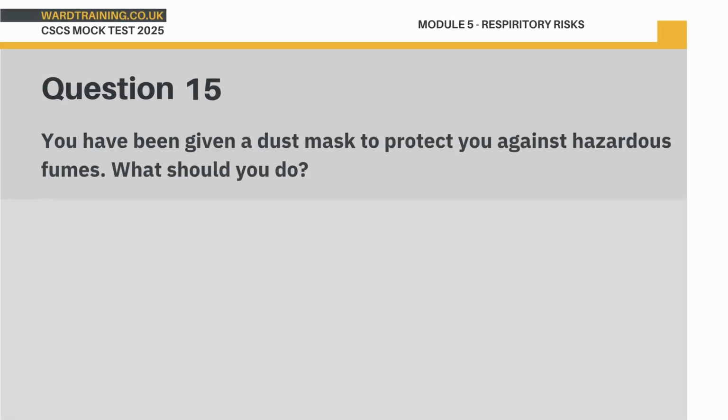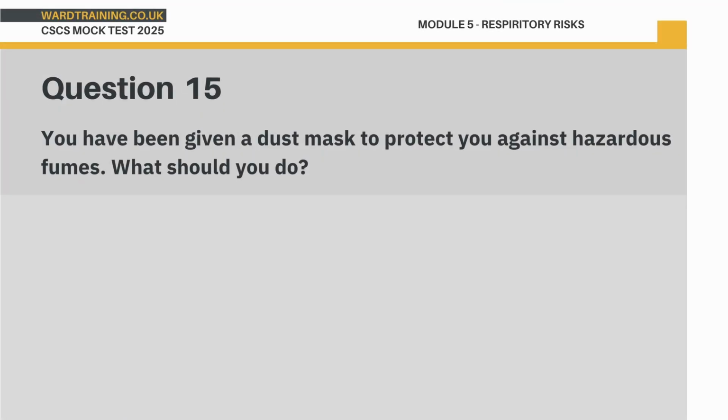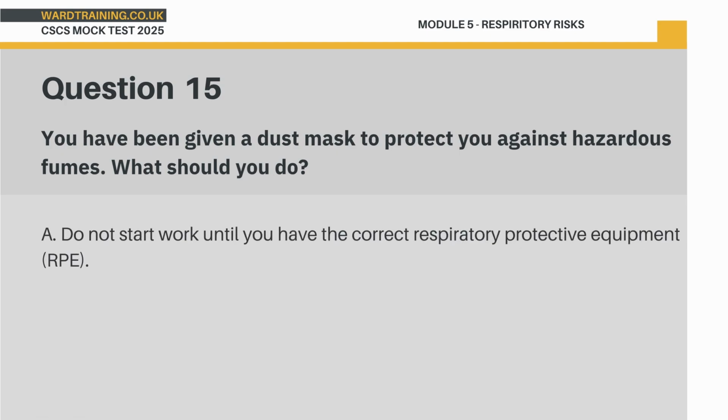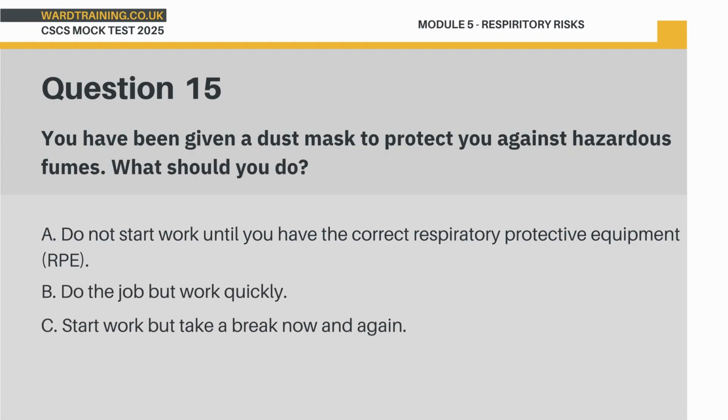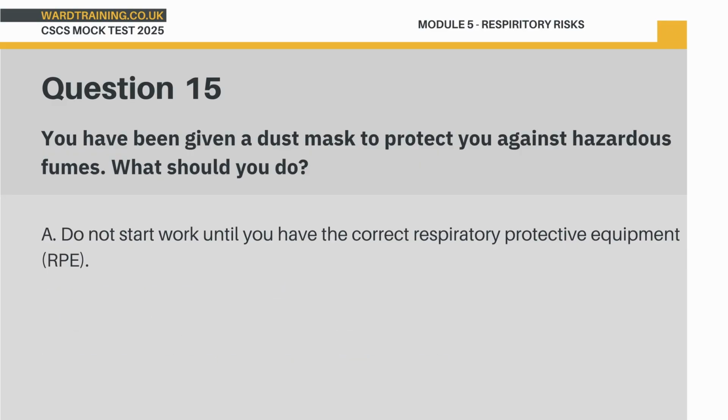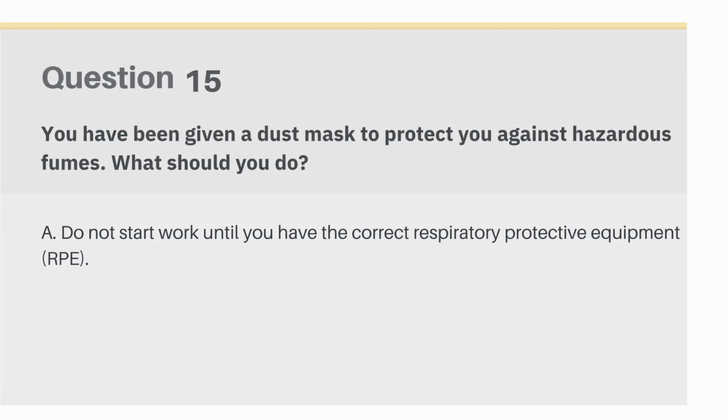Question 15. You have been given a dust mask to protect you against hazardous fumes. What should you do? A. Do not start work until you have the correct respiratory protective equipment. B. Do the job but work quickly. C. Start work but take a break now and again. D. Wear a second dust mask on top of the first one. The correct answer is A. Do not start work until you have the correct respiratory protective equipment.